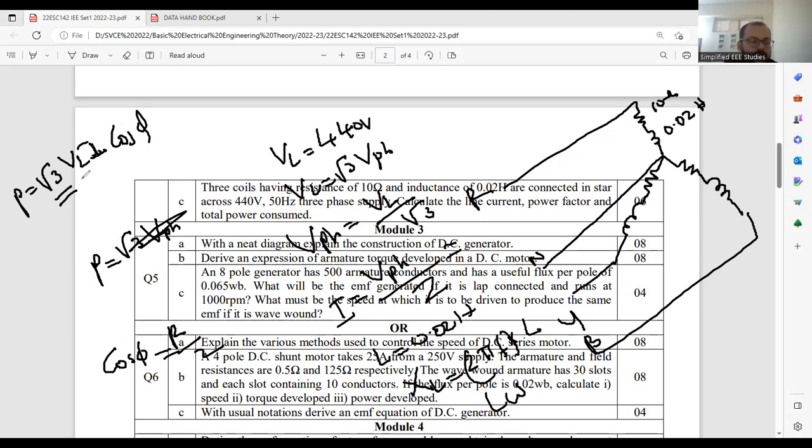Anyway, root 3 is constant. VL is available, how much? 440. IL we computed, because line current and phase current are the same only. Cos phi we just computed. Cos phi is the power factor. This is the thing you are supposed to make out.